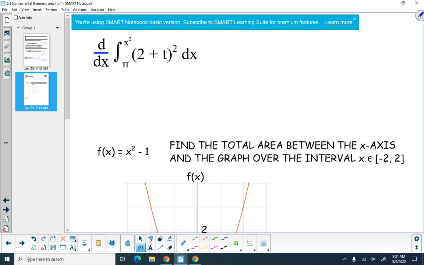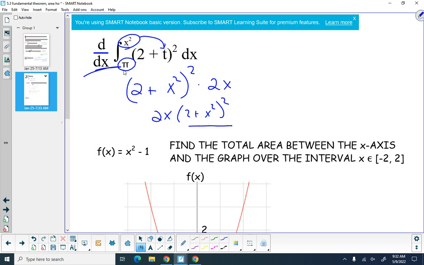So if we take a look at dx, once again, we have a value of pi there. When we have a value of pi, that's a constant. So when we have a constant, we still can deal with the same idea. So we have derivative, antiderivative here. They undo each other, so we're left with 2 plus, here's our function, x squared, all squared. We're just substituting in our function for our t. But then we have to take the derivative of our function, which would be 2x. So we're left with 2x, 2 plus x squared, all quantity squared.